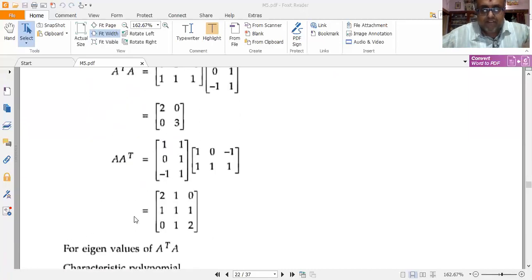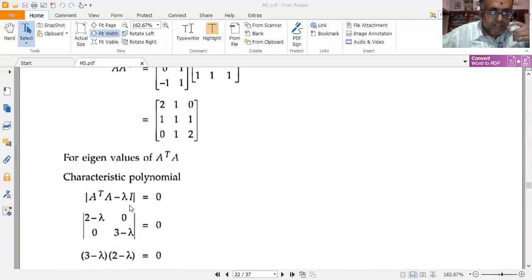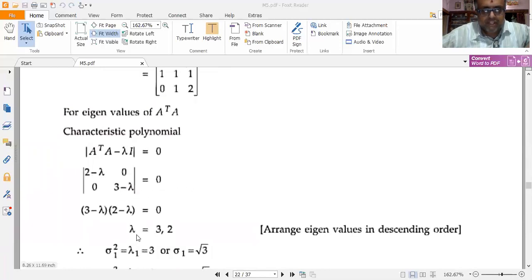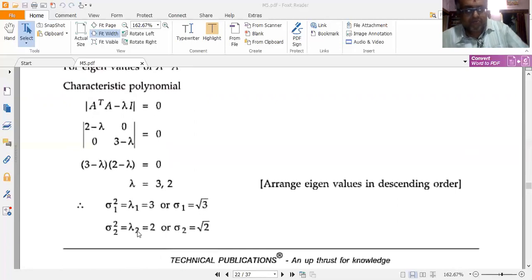Now I have to find the eigenvalues of A transpose A. So find the determinant of A transpose A minus lambda I equal to 0. So the characteristic equation is the determinant of [2 minus lambda, 0; 0, 3 minus lambda] equal to 0. So solving, I get the eigenvalues to be 3 and 2. Always arrange eigenvalues in descending order when I am calculating the SVD. That is very, very important. So lambda is equal to 3, 2.